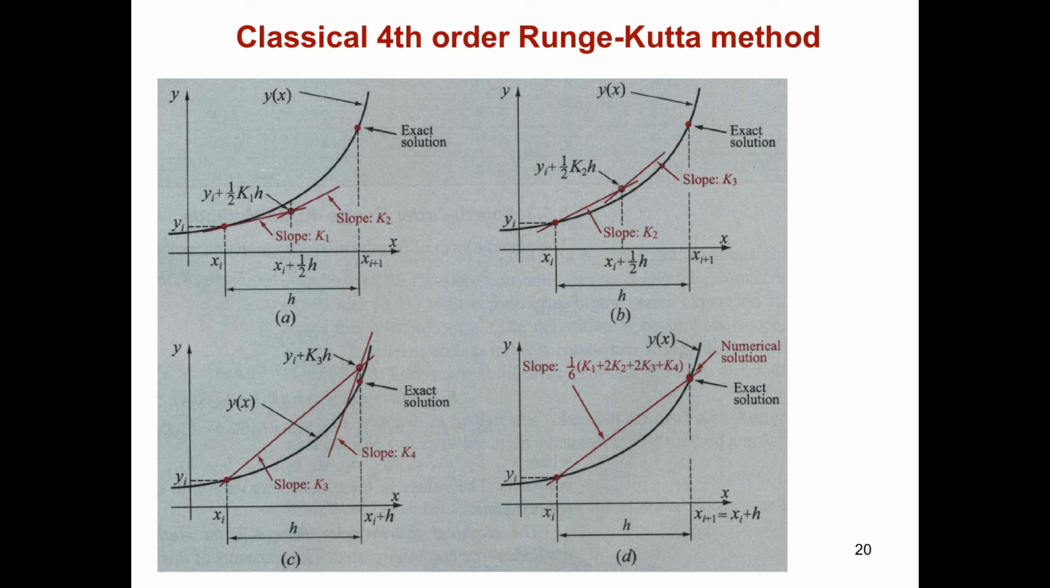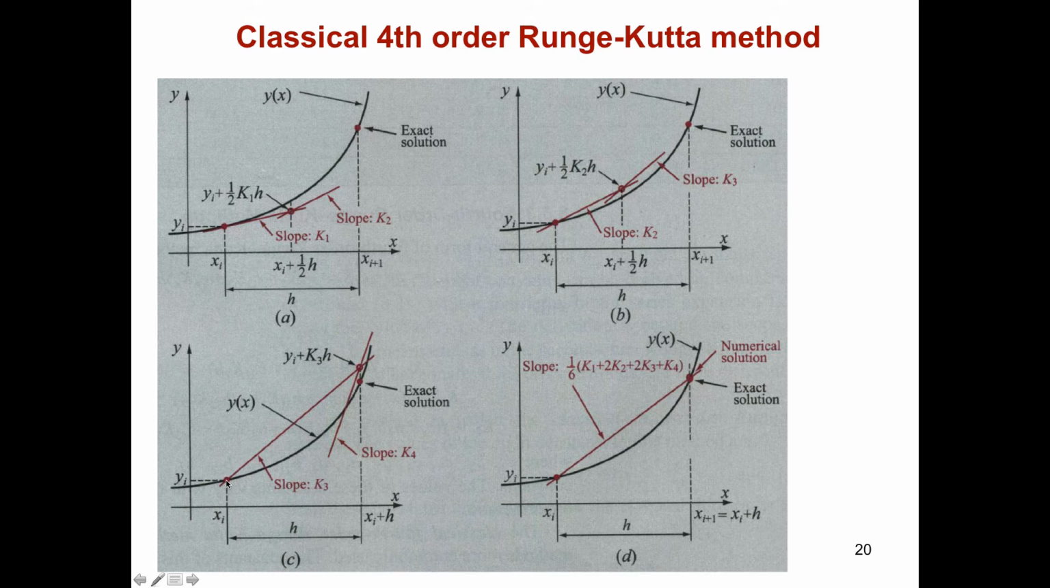So I have slope 1. That's just my regular Euler slope right here. And I get to this point. For this point, I can find the slope because I have both x and y at this point. So I take that slope as slope K2. And I'm going to go back and start from the initial point with slope K2. And I'm reaching this point now.